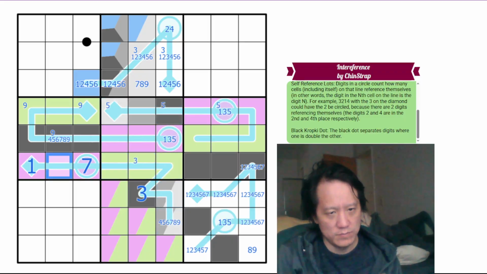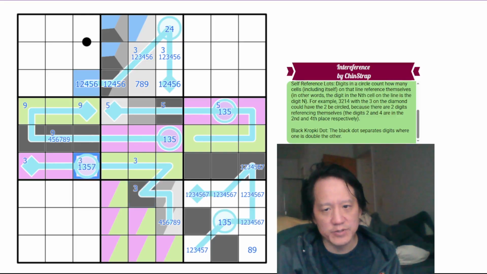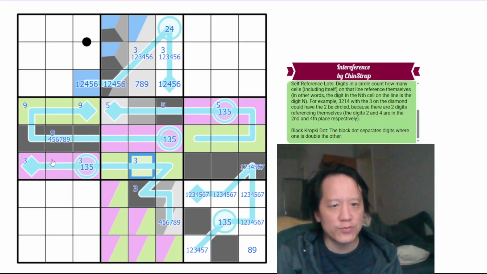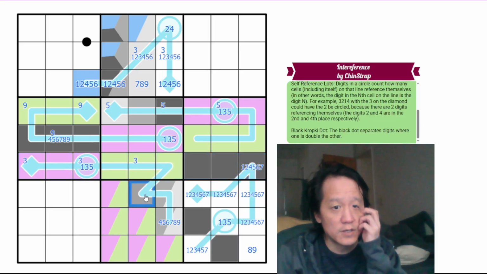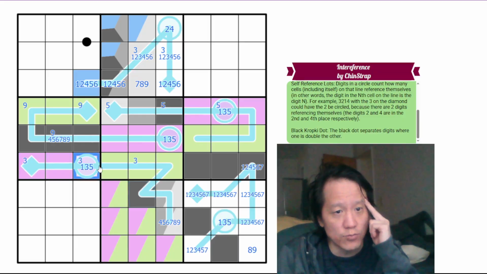So this cannot be 7. Therefore, 3 in this index line must be one of these 3 cells. So this cannot be 3 here. Okay, that eliminates 3 in the rest of the row. So this can't be 3. So 3 is either in red or green. It cannot be in dark. Okay.